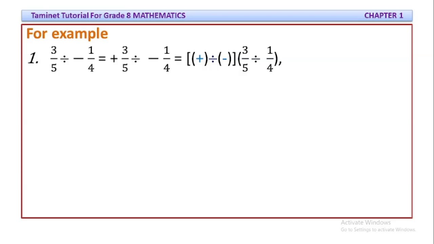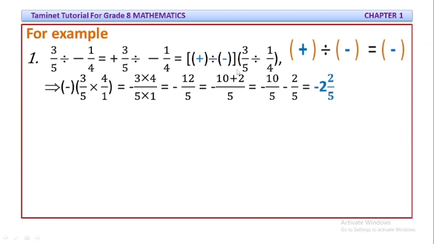3/5 divided by -1/4. So the numerator is positive, the denominator is negative. According to the rule, we can decide the sign of the quotient. The sign of the quotient will be what? Negative, because the numerator is positive and the denominator is negative. Positive over negative is always negative. So here 3/5 has a plus sign, and this one is negative. First we decide the sign of the quotient: positive divided by negative is negative.